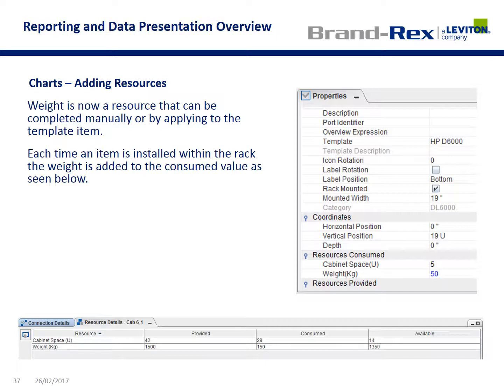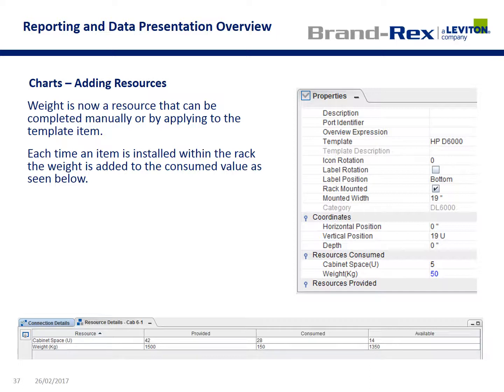Here we can see the properties for a DL6000. We have set the weight consumed to 50 kg. There are 3 units installed within our cabinet, so we can see the calculation that SmartPatch has completed at the bottom of the page: 1,500 kilograms max, 150 kilograms consumed, therefore 1,350 kilograms available.